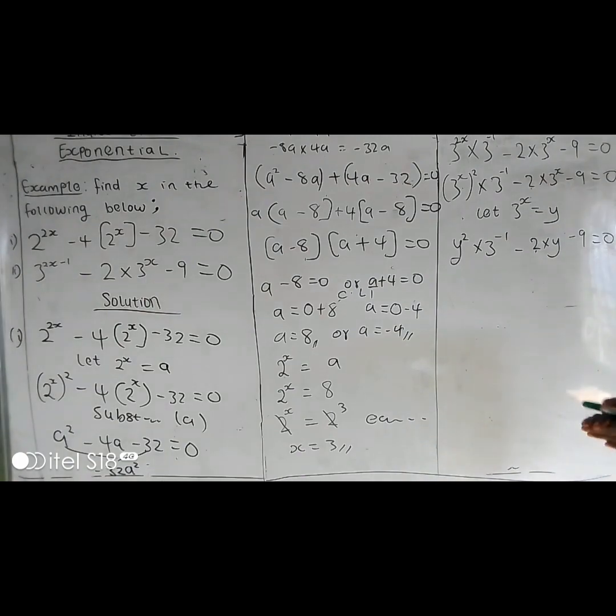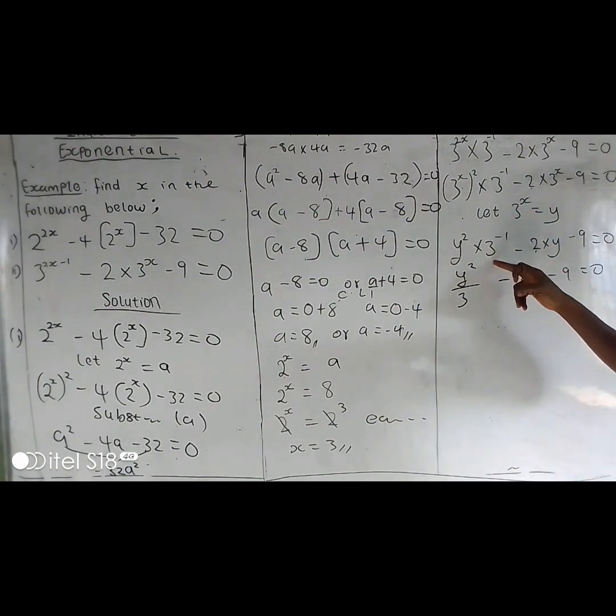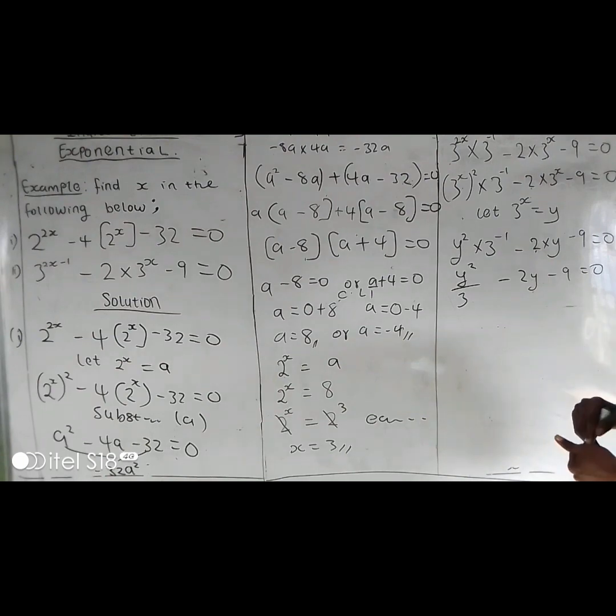So from here, what do you do? You just multiply. Here means y raised to the power 2 all over 3. That's what it means, because when you bring it back, you still have the same. Then minus 2y minus 9 is equal to 0. What I mean by this is that inverse means 1 all over 3. So 1 over 3 multiplying y squared will give you y squared all over 3.